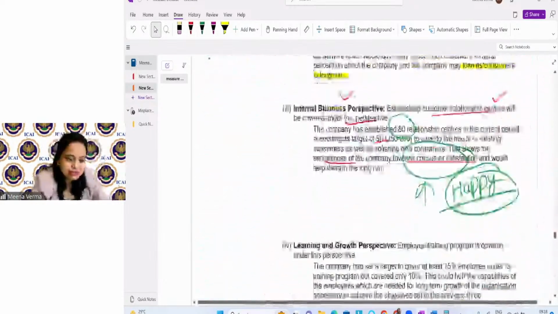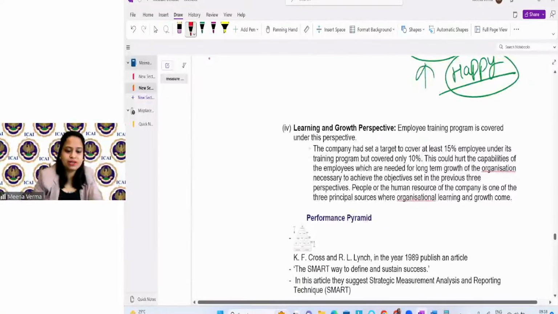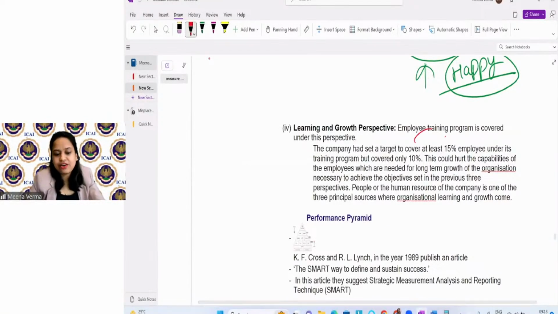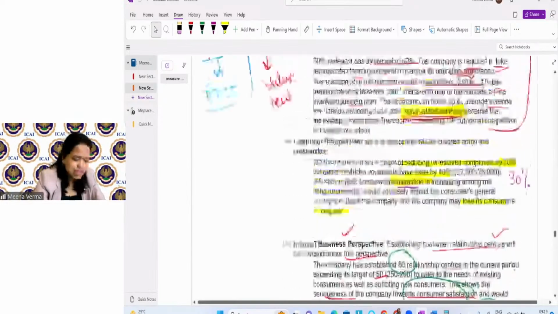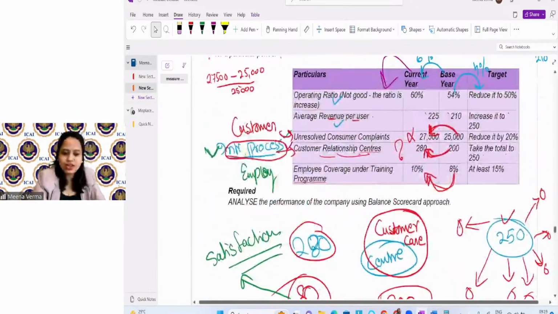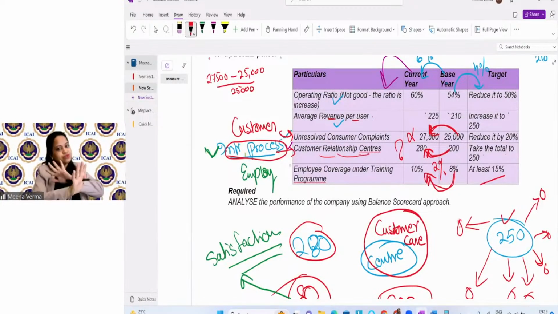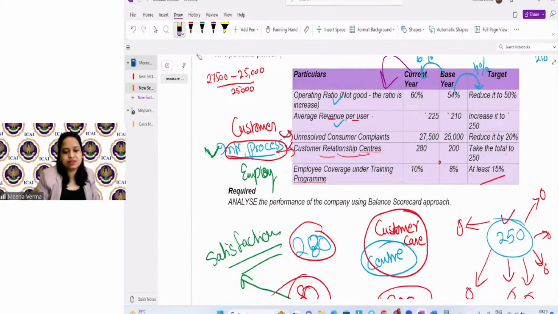Let me show you first. So what is happening here? Employee training. You can see here, we have targeted to provide training to 15%, but actually we have just provided 2% training. We have just improved the training 2%, which is not good. So the point is that maybe this is the reason.